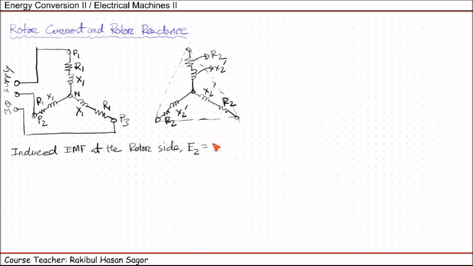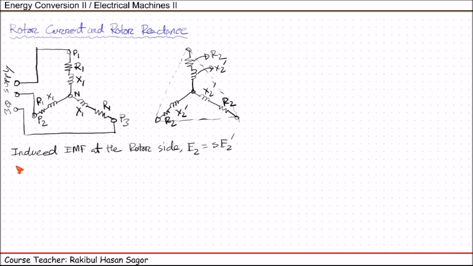So from our last class, we know the induced EMF at the rotor side, E2 equal to S into E2 prime. What is E2 prime? As we have 2 here, this is the rotor induced EMF. As we have prime here, this induced EMF is considered under standstill condition. So under running condition, the general value is E2 equal to S into E2 prime, where S is the slip.